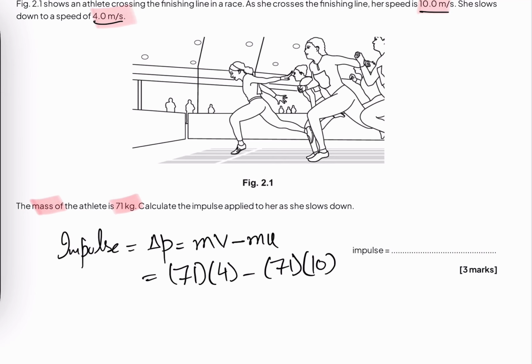So solving this we get negative 430 newton seconds. Okay, this is the final answer.